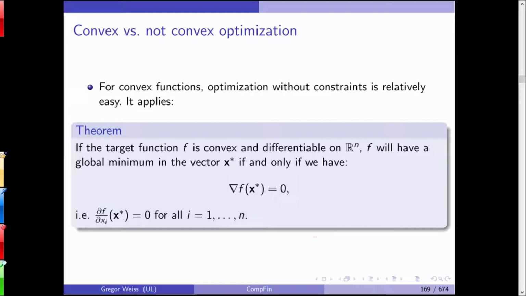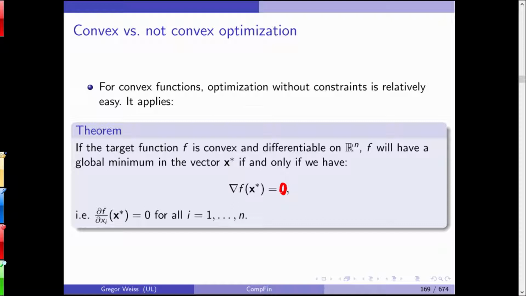Optimization without constraints is actually quite easy. You can take the result from high school, which you know from the one-dimensional space, and it immediately translates into the n-dimensional real space. That is, if the target function f is convex and differentiable on the n-dimensional real space, f will have a global minimum at the vector x star if and only if, that's the German genau dann wenn, this is equivalent to the gradient, nabla, of f at x star being equal to 0. Actually, this has to be a capital 0, the 0 vector.